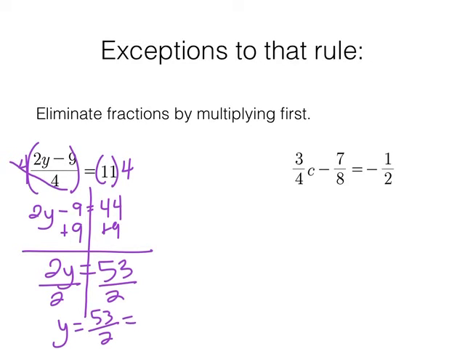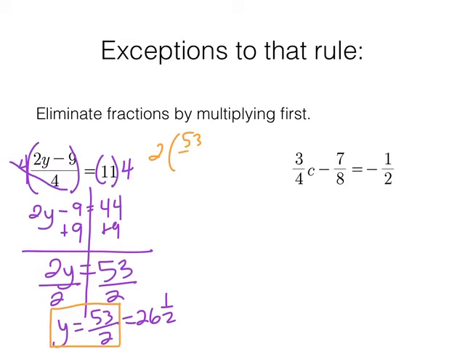53 halves is, let's see, half of 50 would be 25. Half of 3 would be 1.5, so 26.5 or 26 and a half. Sounds about right. Let's check it. Now, in algebra, you have the luxury, my friends, of leaving your answer as an improper fraction. And look, it's going to actually be easier to check this with an improper fraction for an answer than it is with a mixed number.